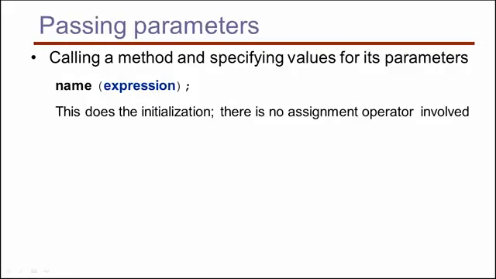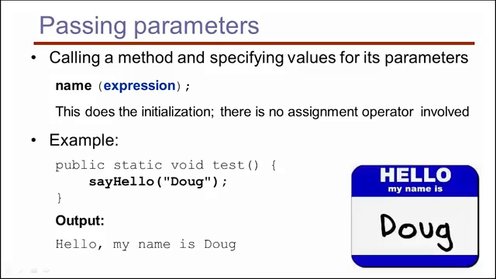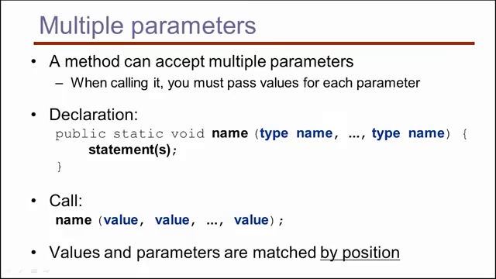When calling a method that expects a parameter, you must supply a value, and this value will be used to initialize the parameter before the method begins execution. Here we see a simple call to the say hello method where we pass the string Doug. You can specify methods that receive multiple parameters by separating the parameters with commas. You must specify the type and name of each parameter. And when you call such a method, you must supply a value for each parameter. The values at the call are matched to the parameters of the method by position. The first value to the first parameter, the second value to the second parameter, etc.